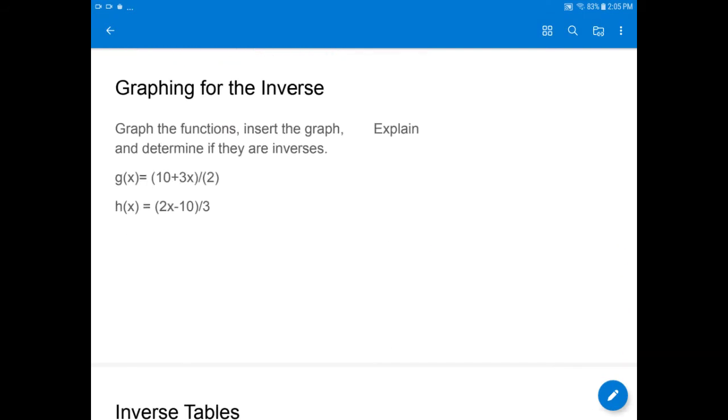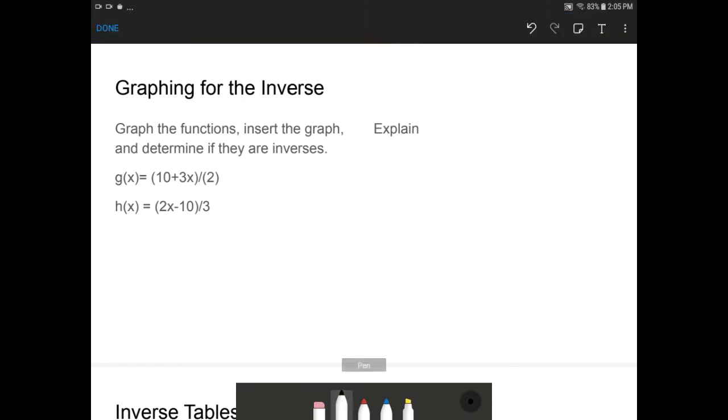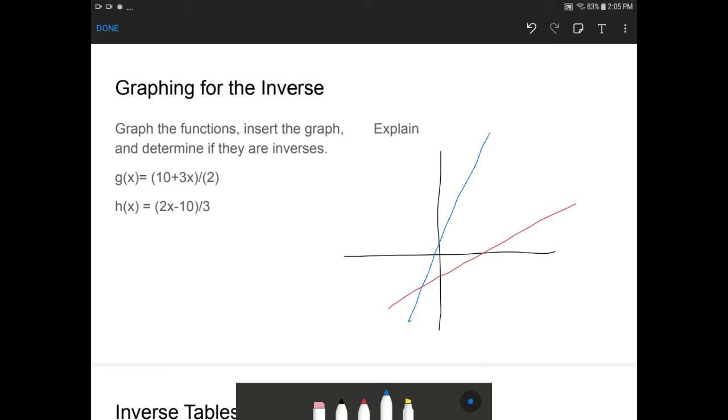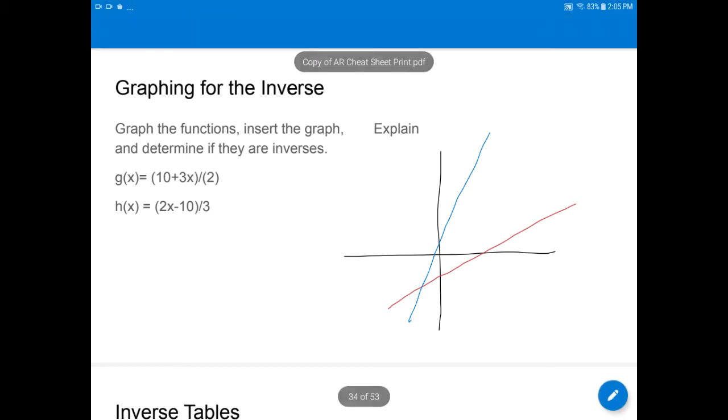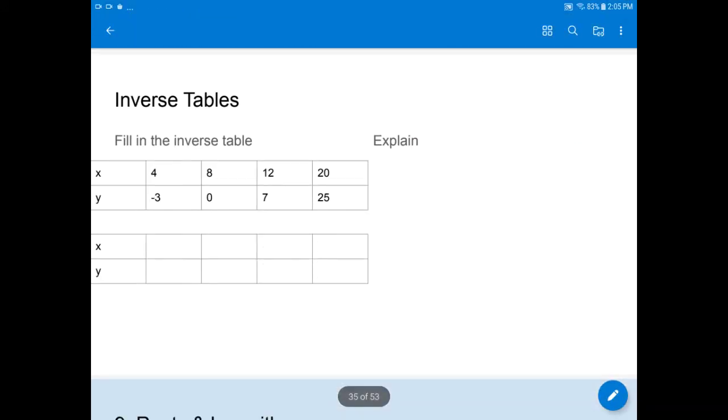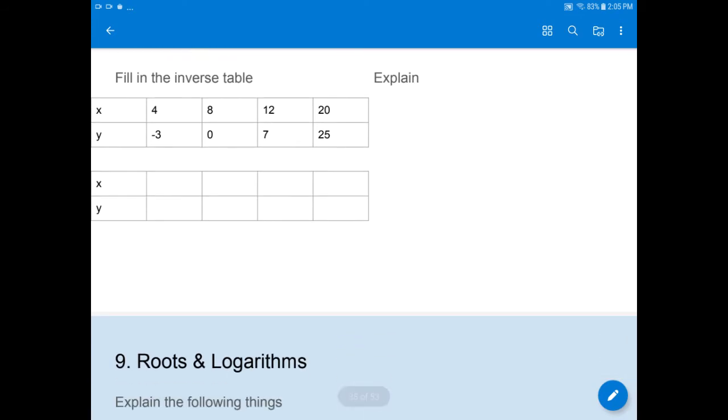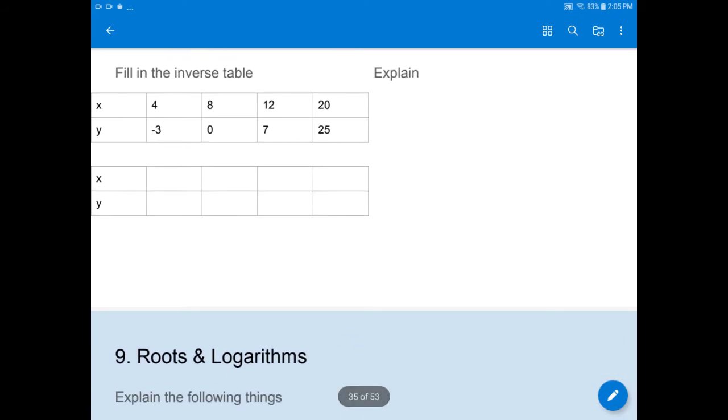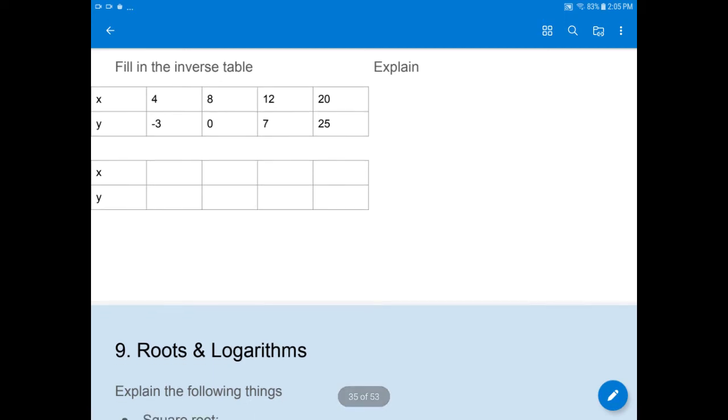Graphing the inverse. I'm just going to tell you, this one looks something like this, something like that. And yeah, so they reflect across the line y equals x, so yes, they're inverses. Flip these. This number goes here, this number goes here, this number goes here, this number goes here. You get the idea.